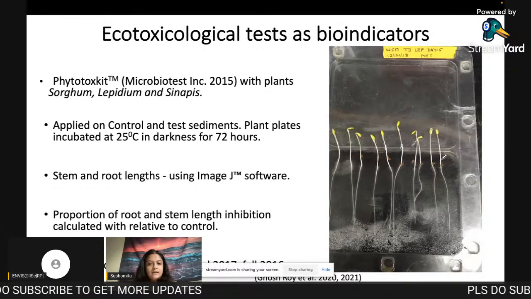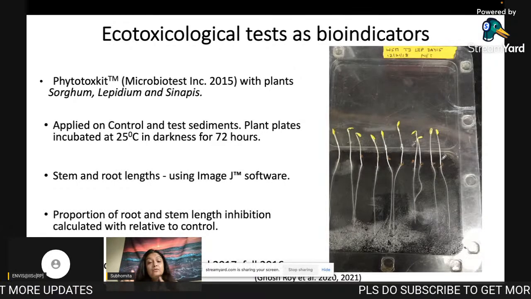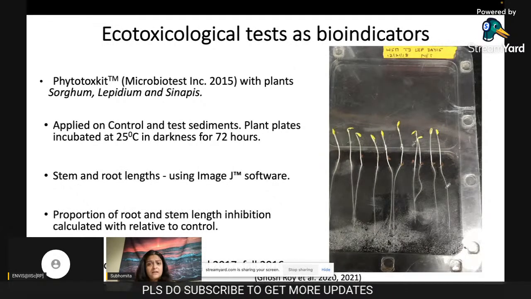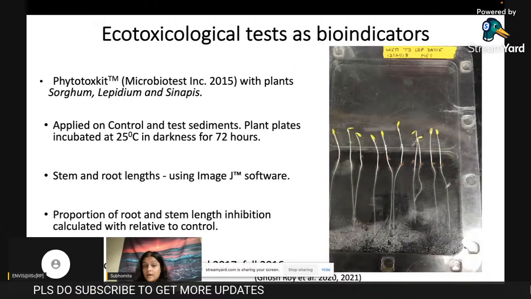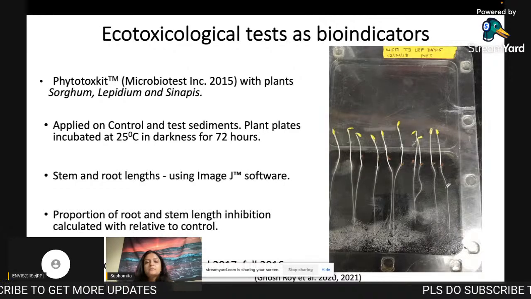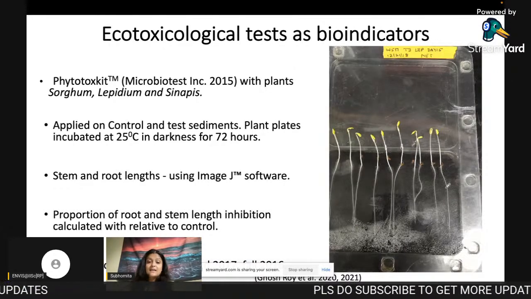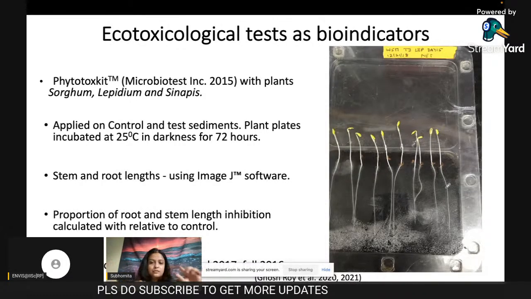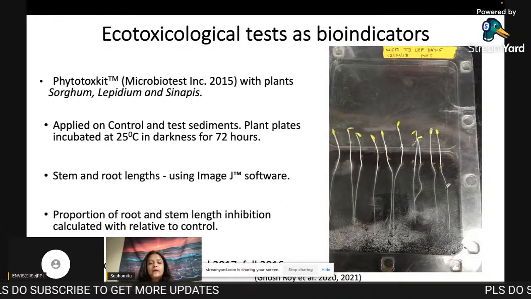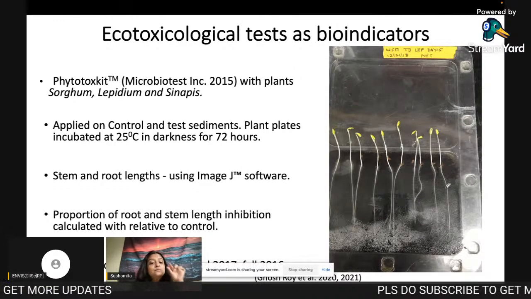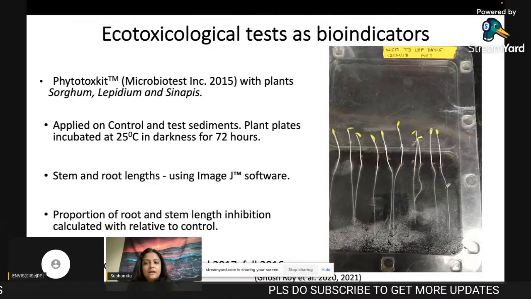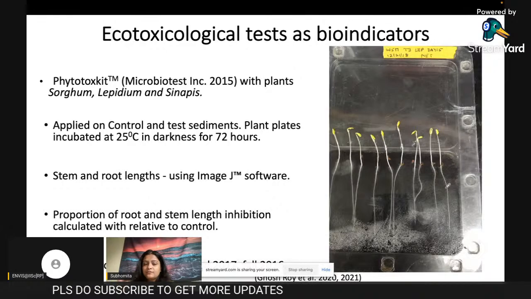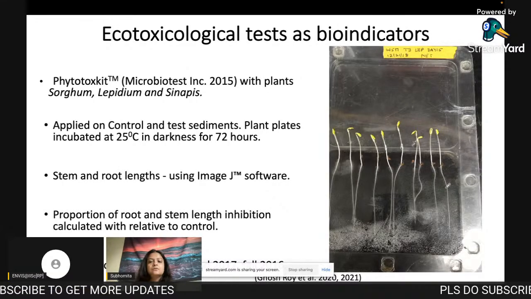After 3 days, we take it out and measure the stem and root lengths of these plants. And we do the same thing for the test sediment, the sediment that I'm interested in, and also for control sediments, which are washed sands. Using those two data sets, control and test sediment, I then calculate the possible proportion of root and stem growth inhibition that might have happened in the test sediments. Those are the three plant bioindicators that I used.